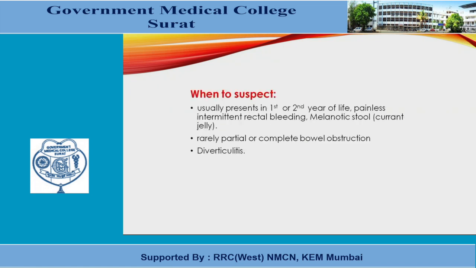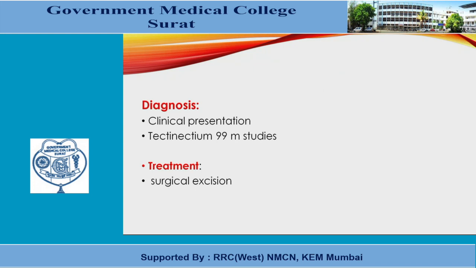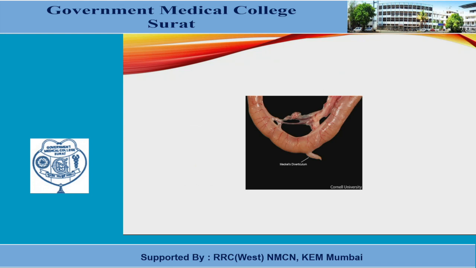They will usually present in the first or second year of life with painless intermittent rectal bleeding, or they may present with melanotic stool, currant jelly. Rarely partial or complete bowel obstruction, and sometimes they may present with diverticulitis or infection. Diagnosis can be done by clinical presentation and technetium 99m study. Treatment is surgical excision of the Meckel's diverticulum. This small outpouching from the ileum is the Meckel's diverticulum.